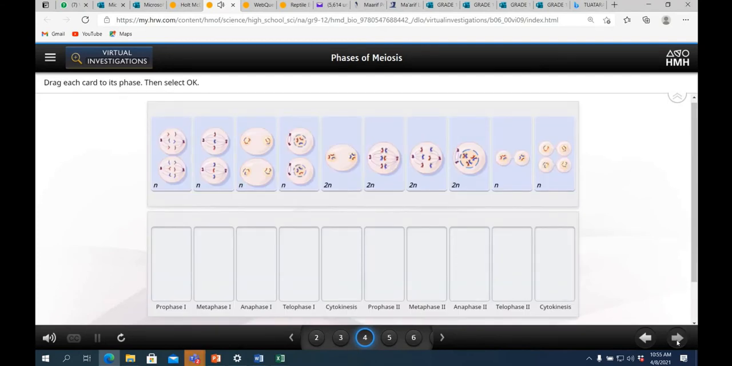Each of these cards has the image of one phase of meiosis. Drag the cards into the correct order. Okay, so let's do this activity now and check how much you've understood. So prophase 1, which of these pictures matches for prophase 1?